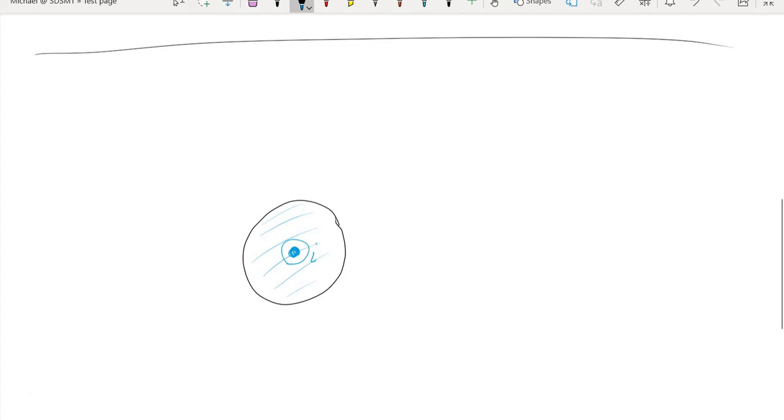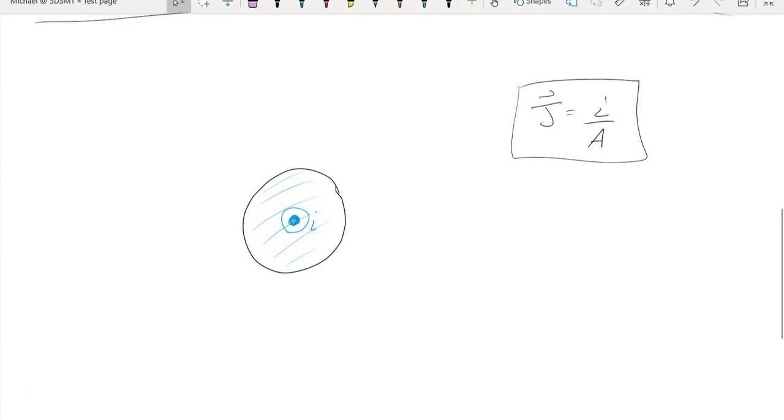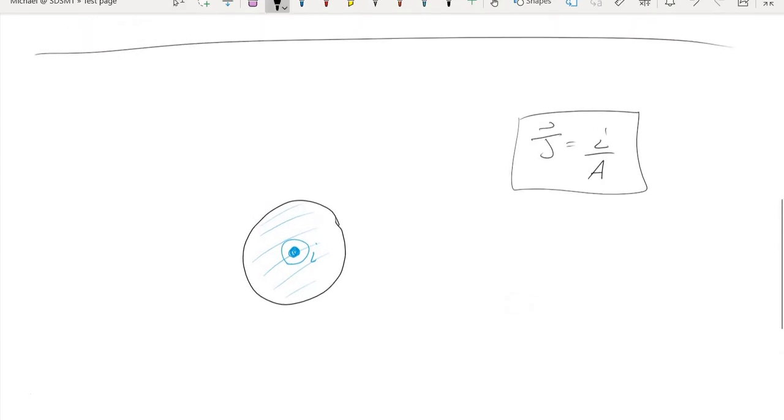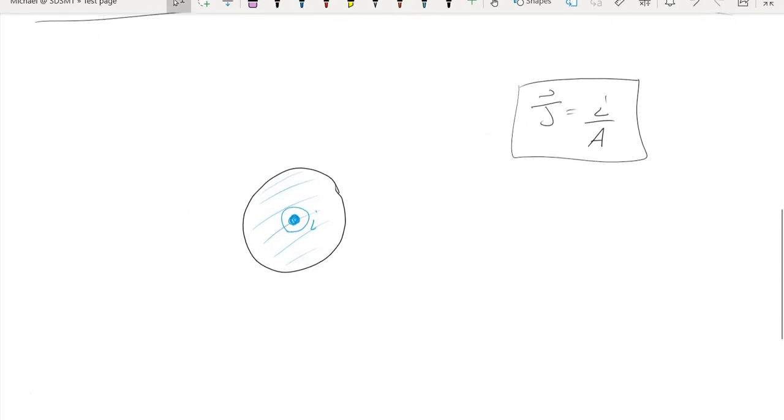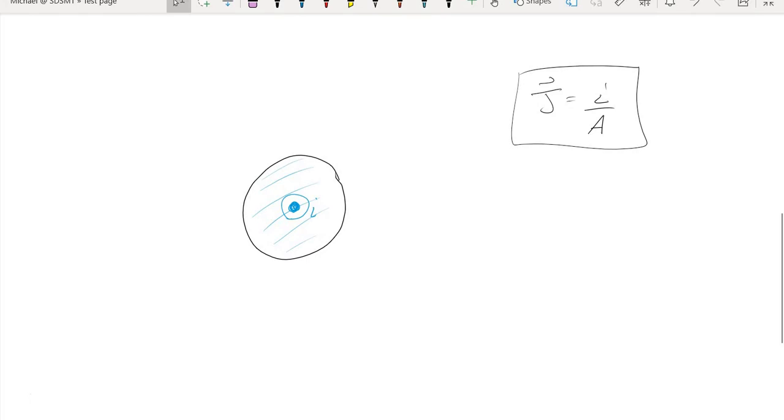Now that cross-sectional area could maybe be described as a current density because we have a current that passes through a given cross-sectional area of the wire. That was a term that we had back in chapter 26. But we'll hold on to this in case we need it later. We might not need it in this case. But for right now, we just want to know what's the magnetic field.